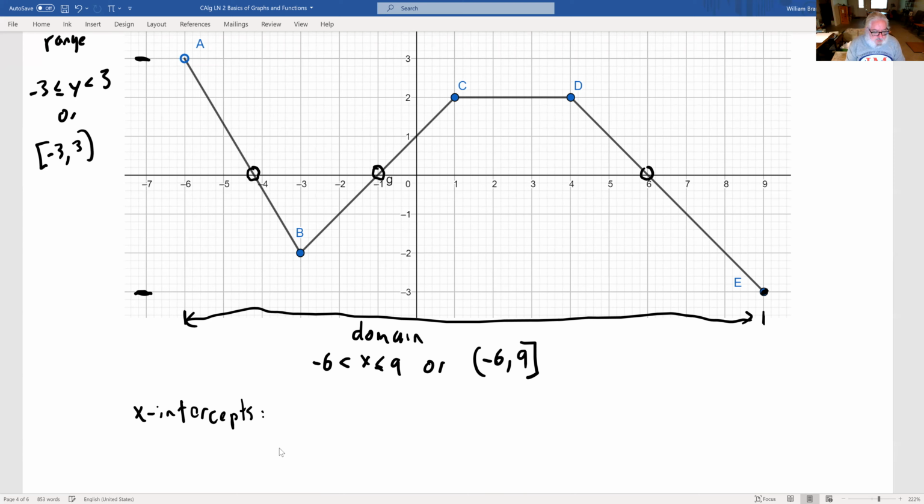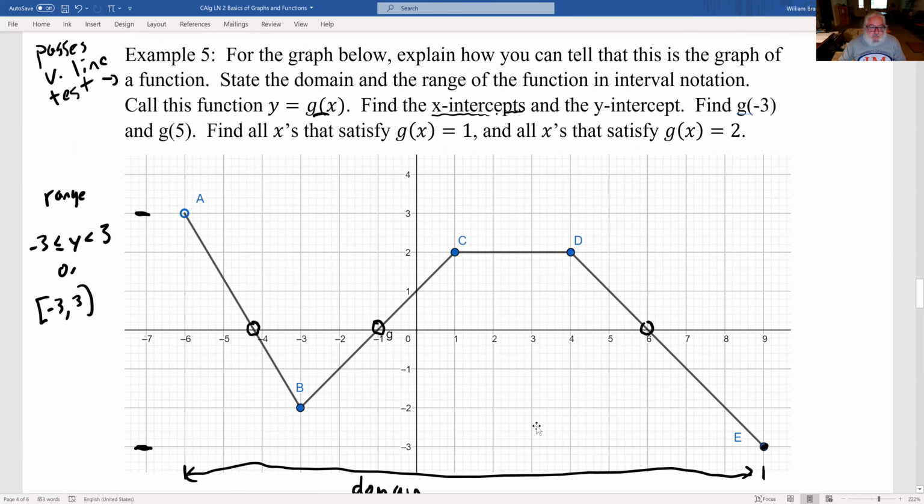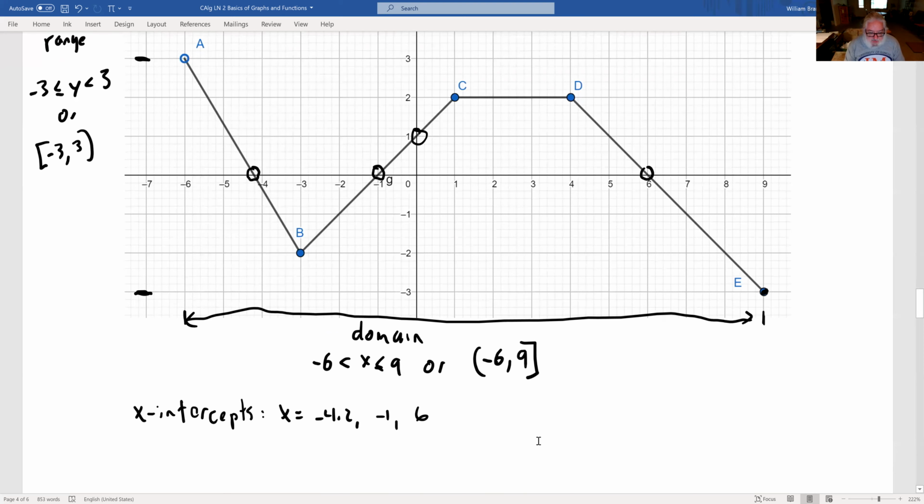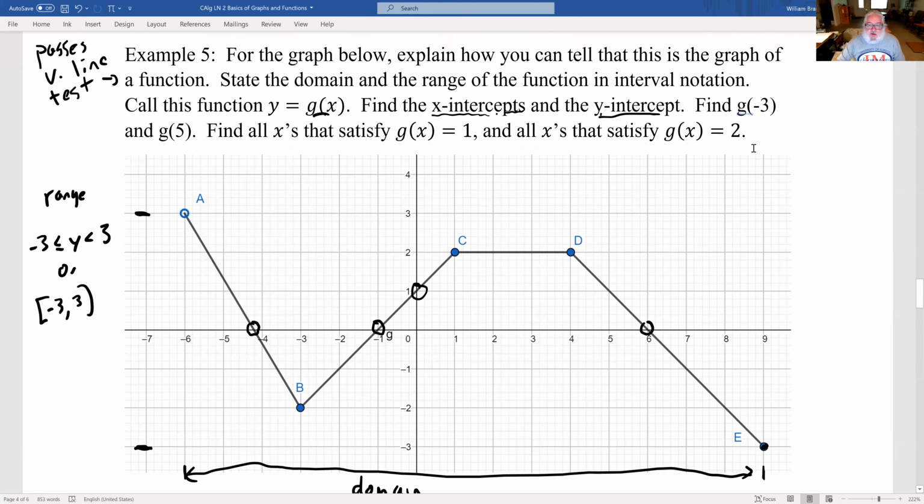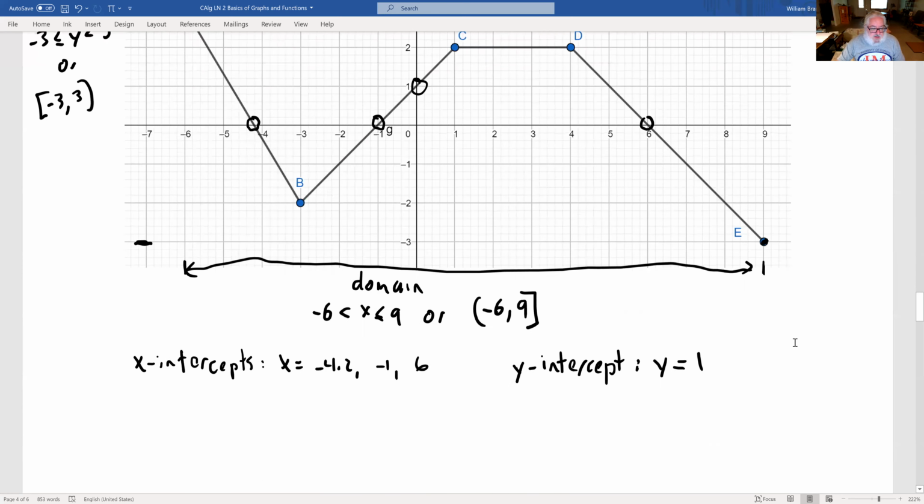And usually for x-intercepts, I just write them as x equals, I think that's 4.2, -1, 6, just sort of list them. We know the y-coordinate is going to be 0. What's the y-intercept? Well, the y-intercept is where you go through the y-axis. That's here. That's x equals 0, y equals 1. So my y-intercept is just y equals 1, because we know that at a y-intercept, the x-coordinate is equal to 0. Okay. Find g of -3 and g of 5.